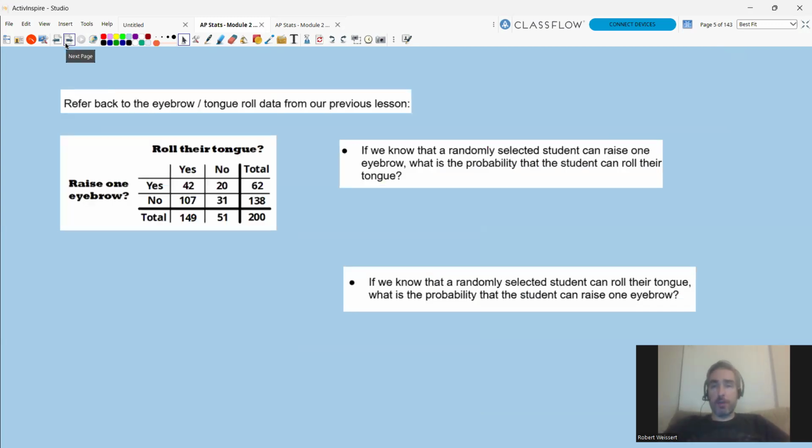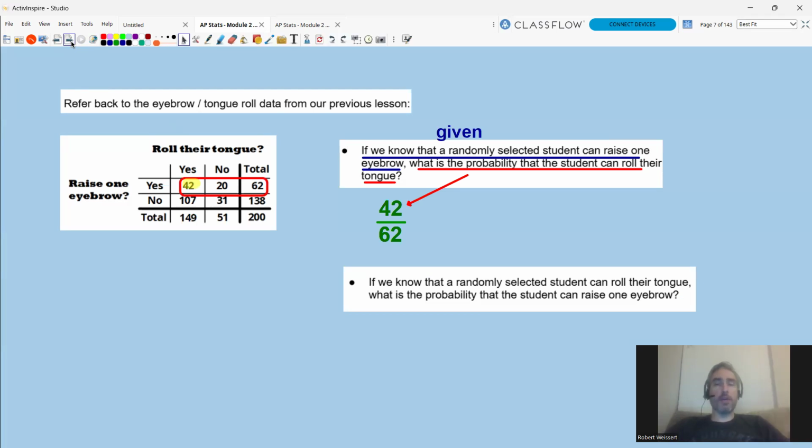So let's refer back to some previous data that we've learned. In the previous lesson, we talked about doing the eyebrow raise and the tongue roll, which I cannot do. And we have a couple questions to address. First, if we know that a randomly selected student can raise one eyebrow, what's the probability that the student can roll their tongue? In this case here, we're just talking about the ones that can raise an eyebrow. Out of those 62 people, how many can roll their tongue as well? That's going to be 42. So we're given the 62, and we're asked out of those 62, how many can roll their tongue? Of course, that'll reduce to a decimal if you want to write it like that, 0.6774.